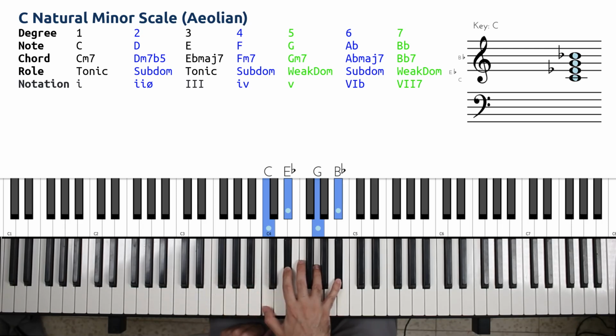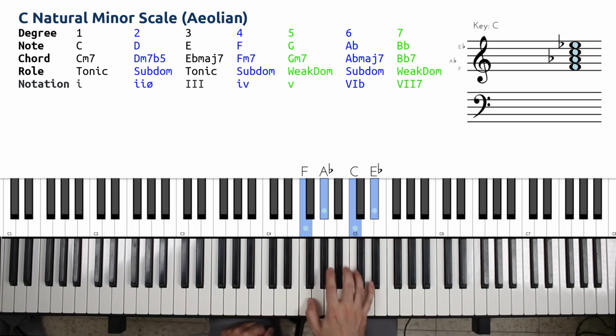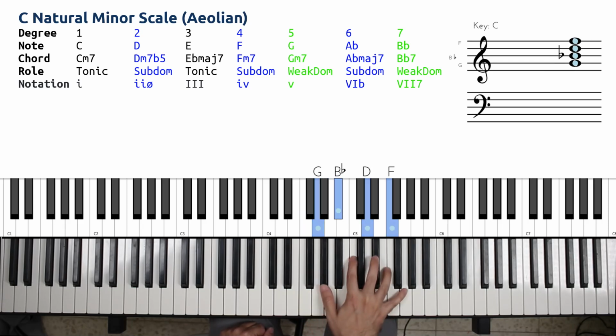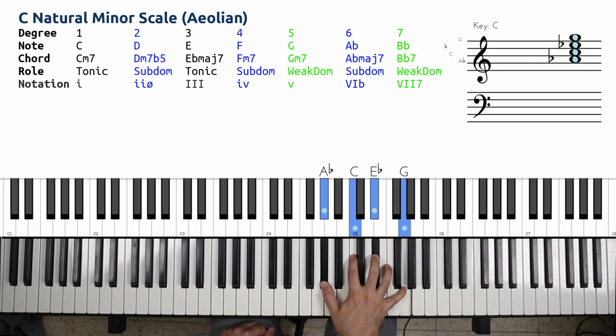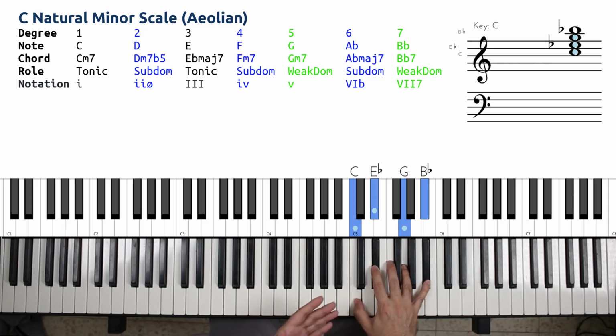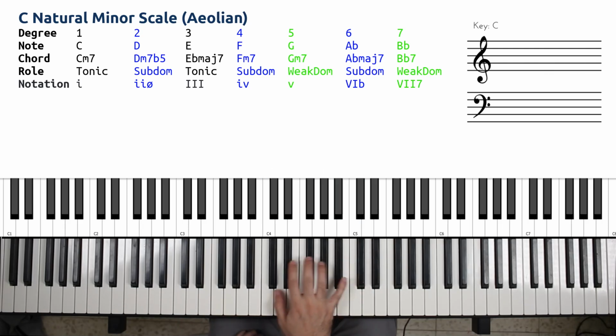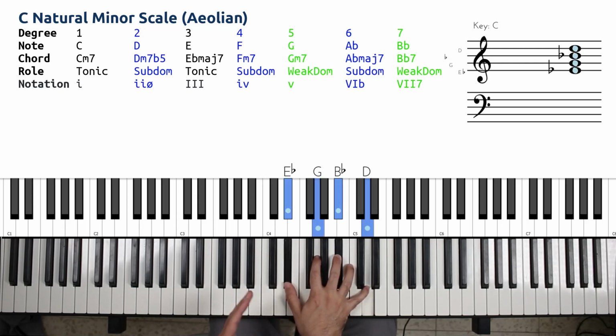We get the following succession of chords: C minor 7, D half diminished, E flat major 7, F minor 7, G minor 7, A flat major 7, B flat dominant 7, and back to a C minor 7. Now here again, the roles of the degrees are a little bit different than in the major scale. The first and third degrees, the C minor 7 and E flat major 7, play the role of a tonic.